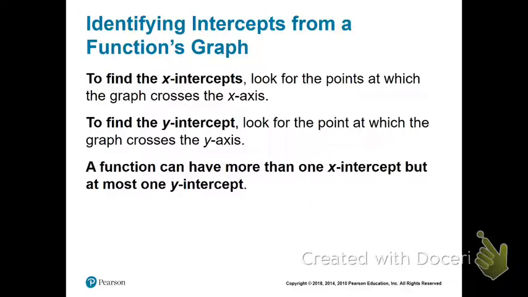Now, x and y intercepts. So to find the x-intercept, you're going to look for the points at which the graph crosses the x-axis. So we're just looking for where it crosses the x-axis, and there can be more than one, okay? So to find the y-intercept, you're going to look for the point at which the graph crosses the y-axis. Now, if this is a function, it's only going to have one y-intercept. And that's what it says next. It says a function can have more than one x-intercept, but at most one y-intercept.